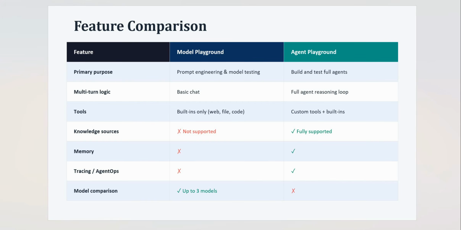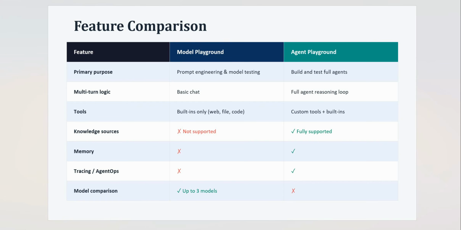Now let's make the comparison concrete. The biggest functional gap is on the Agent Playground side: knowledge sources, memory, and tracing. None of these features exist in Model Playground at all. So keep in mind, whenever you are looking for knowledge sources, memory, and tracing, Agent Playground is your only friend. If your scenario requires any one of these, it means you have to be in Agent Playground territory, full stop.